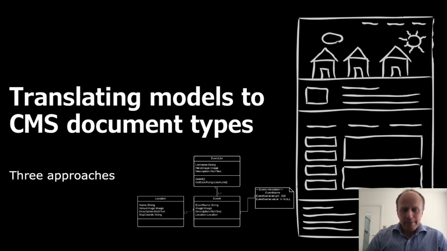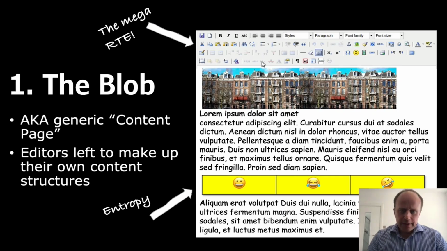So assuming we've managed to design a really good model that everybody's happy with, the next phase will be to get our development team to translate that model into CMS document types. And there's really 3 different ways that this can be done. The first approach is what I like to call the blob, or the generic content page.